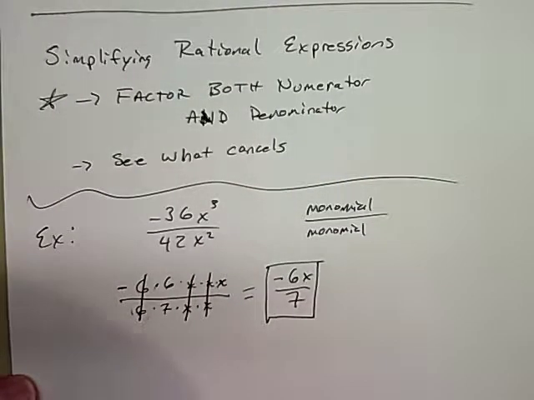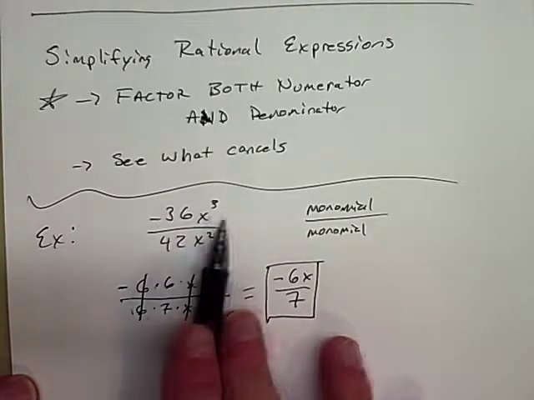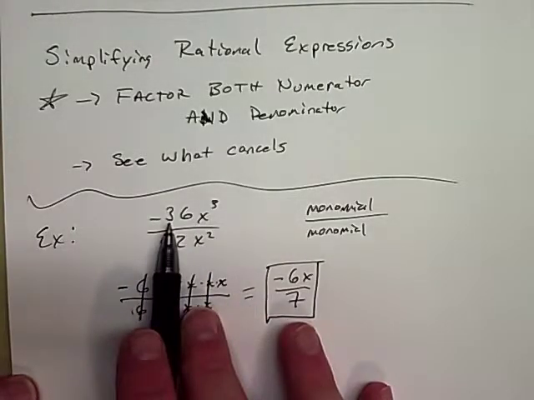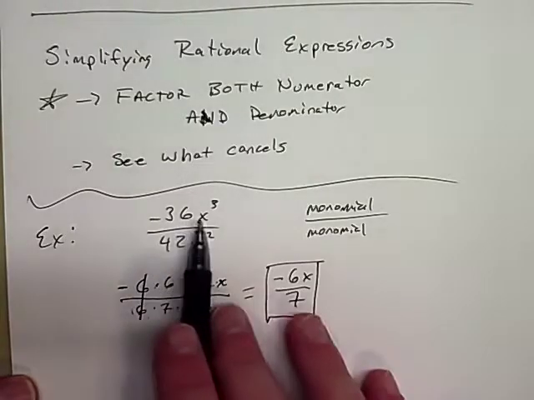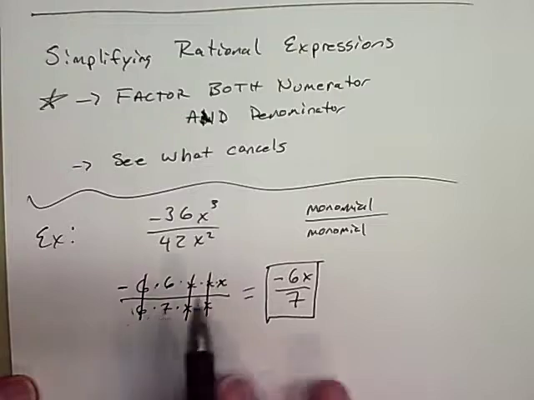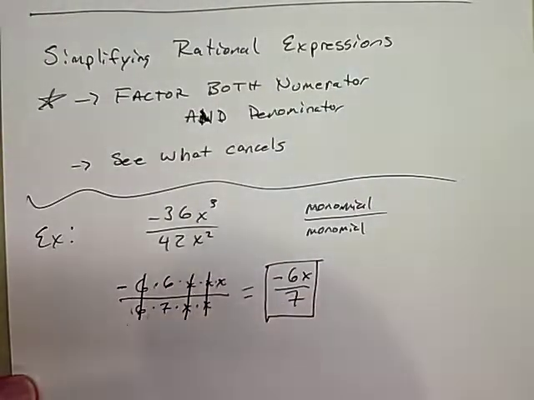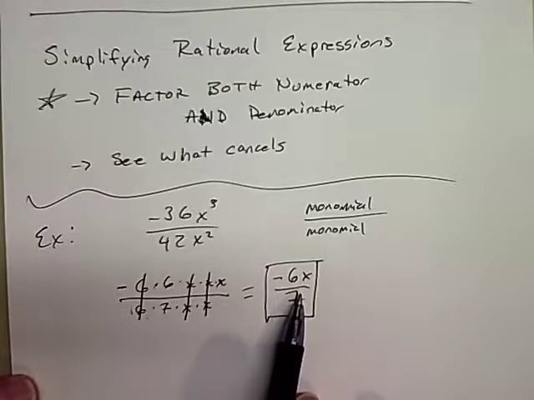And I'm done. Whenever I have a monomial divided by a monomial, I'm just going to spread this thing out as much as I can. 36 is 6 times 6, x to the third is x, x, x, 42 is 6 times 7, and x squared is x times x. I find my matches, cancel those out, and then I see what I have left over.